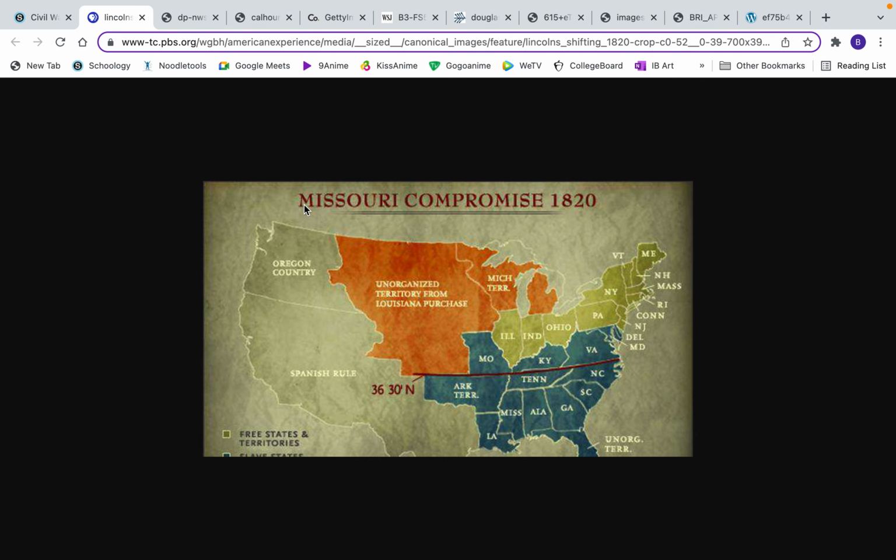But obviously the North ended up agreeing to it too because they liked having the South basically be in check, is my understanding of it.